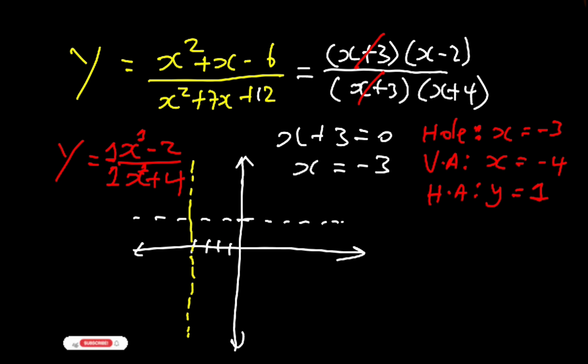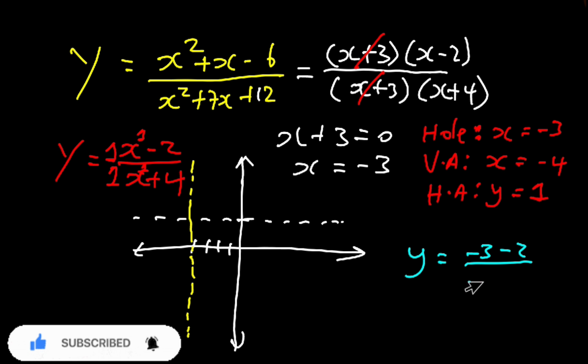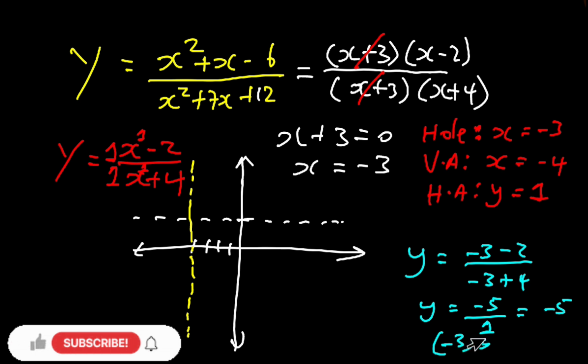And then the hole, we're going to find the y coordinate of this hole. So if you plug in -3 into the surviving part of this function, which is y equals (x - 2) divided by (x + 4), that's -3 minus 2 divided by -3 plus 4, which is -5 divided by 1. So y is equal to -5. So the coordinates are (-3, -5).